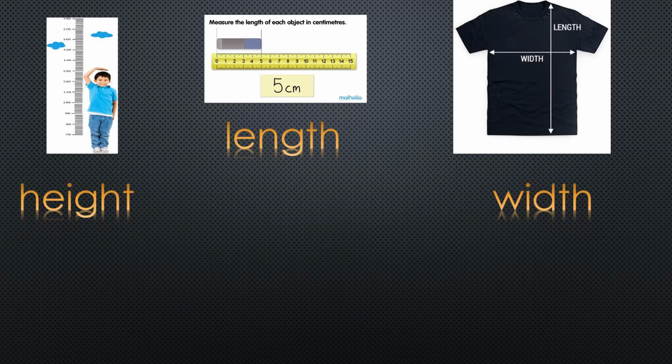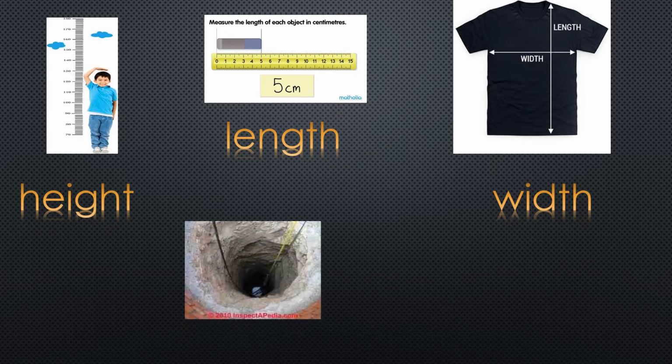So height means ارتفاع, length طول, width عرض. And the final picture here, the third picture, the t-shirt picture, shows us the difference between width and length. Finally, here we have a well, بئر, and we are measuring here the depth.